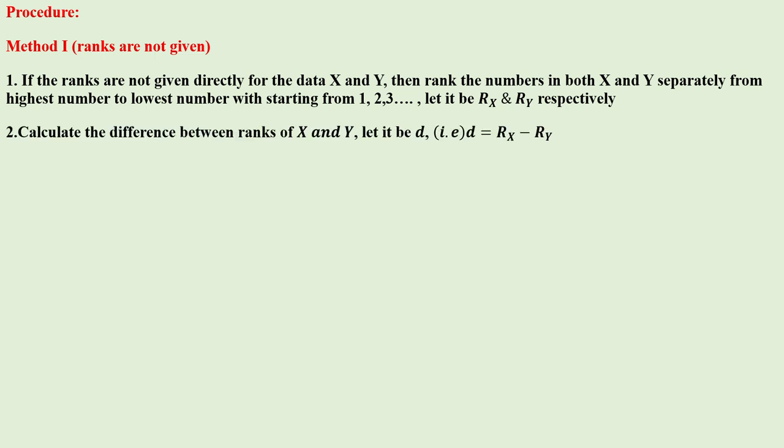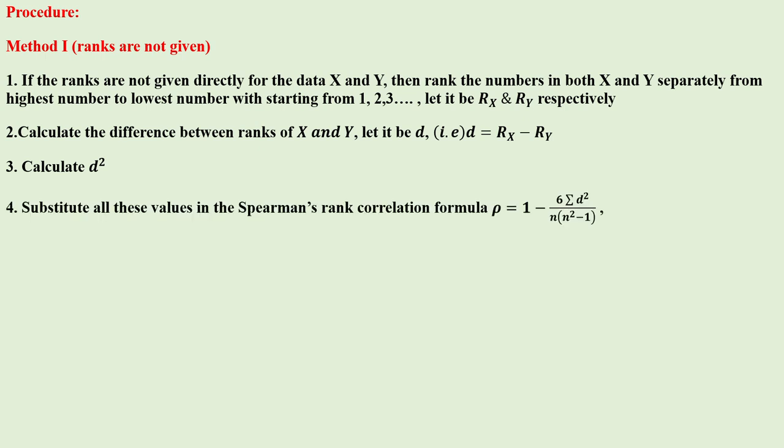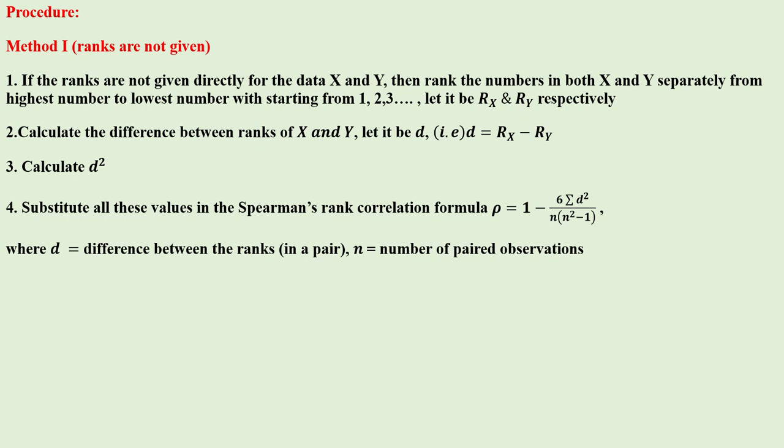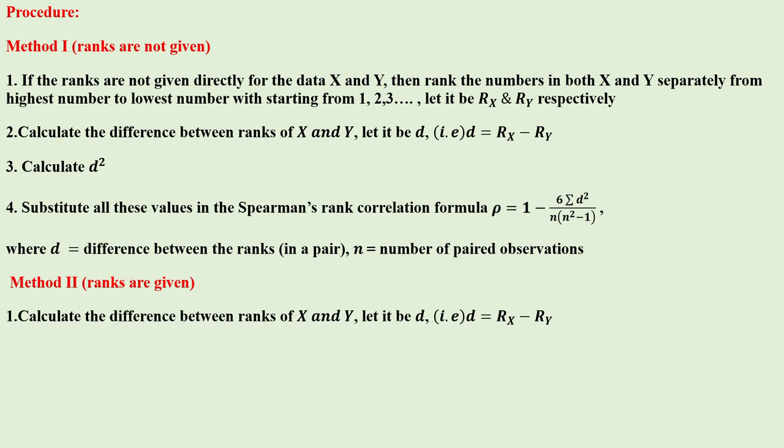Second point, calculate the difference between the ranks of x and y. Let it be d, so d is Rx minus Ry, right? Then calculate d square. Substitute all these values in Spearman's rank correlation formula: rho is equal to 1 minus 6 into sigma d square by n into n square minus 1. d is the difference between ranks, n is the number of paired observations. So method 2: suppose ranks are given. Calculate the difference between the ranks directly, d is equal to Rx minus Ry.